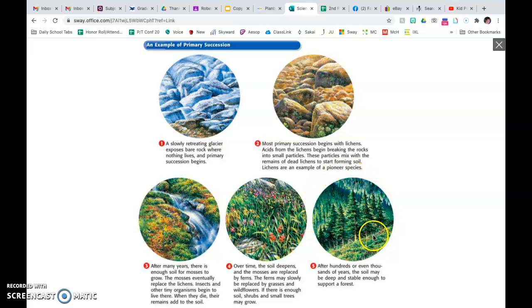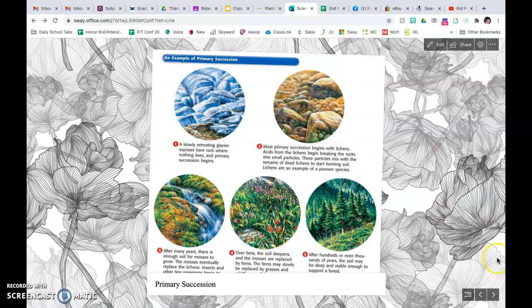And then, after hundreds or maybe even thousands of years, the soil may be deep and stable enough to actually support a forest. So you can see all the way from primary succession to what it would look like hundreds or even possibly thousands of years later.